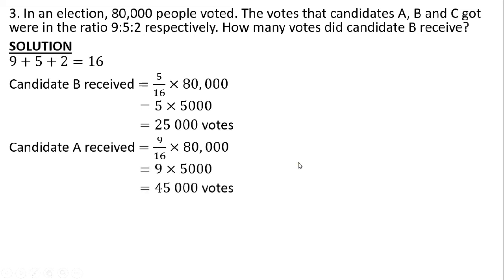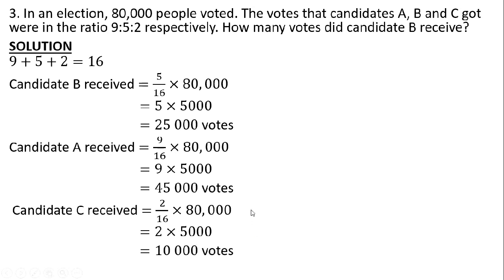We can always find what candidate C got. We'll say 2 over 16 times 80,000. 2 times 5,000 will give us 10,000. So if you add what candidate A, B, and C got, you should be able to get the total number of people who voted, which is 80,000 people.